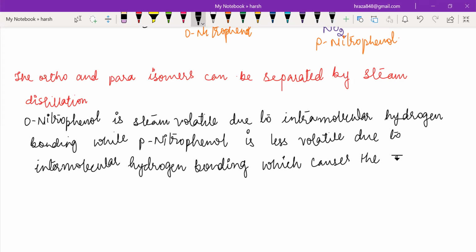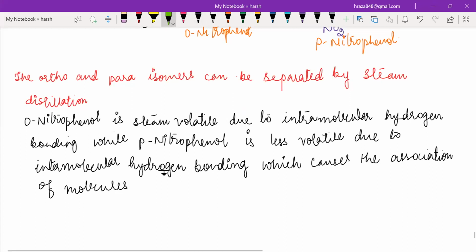Can you tell me the difference between intramolecular and intermolecular? Yes, one is intramolecular and another is intermolecular. Due to intermolecular hydrogen bonding in p-nitrophenol, there will be association of molecules. So can you tell me what is intramolecular hydrogen bonding and what is intermolecular hydrogen bonding?